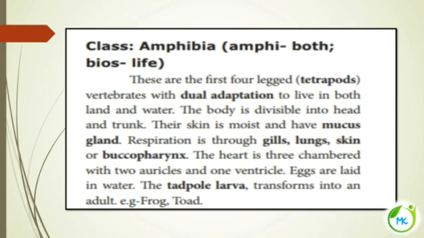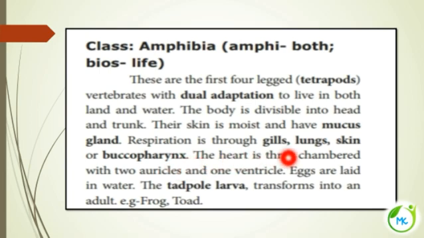And the body is divisible into head and trunk, and the skin of amphibians is moist. They have mucus glands, and respiration can take place through several structures. Depending upon whether they are in the larval stage or the adult stage, in the larval stage it takes place through the gills, and in the adult stage it takes place through the lungs, skin, or buccopharynx.